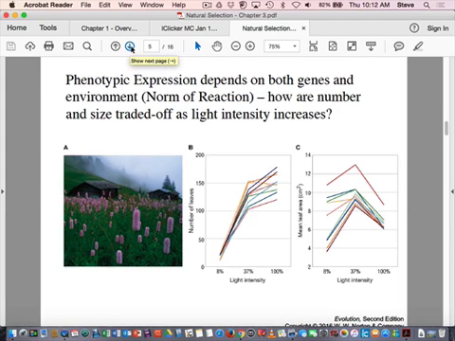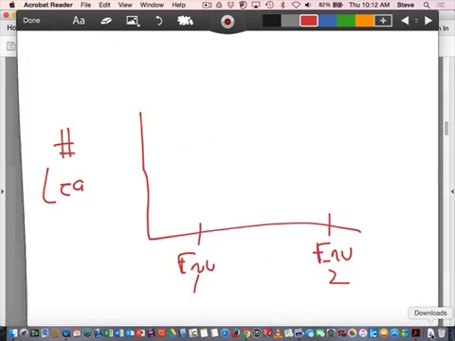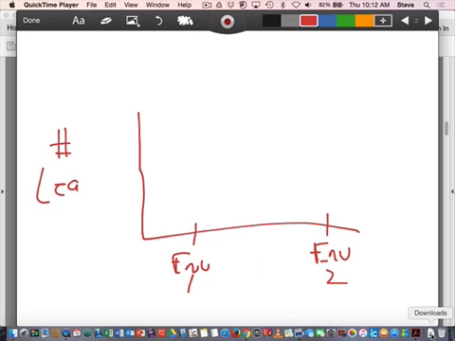So here's environment 2. Here's number of leaves. Let's imagine you just did 2 genotypes. Here's one genotype that produces number of leaves down there. Another one produces it way up there. If there was no effect of the environment on the genotype, and you grew them in that environment too, where would the lines go?